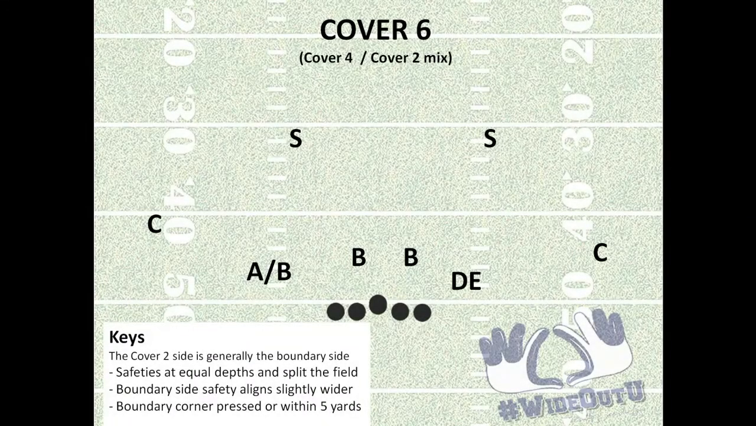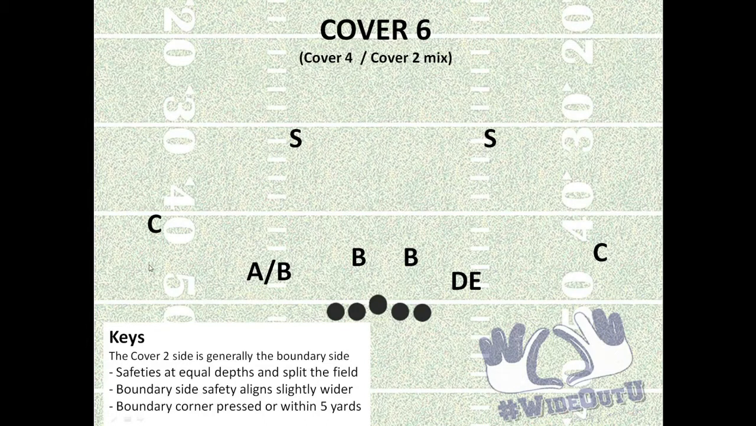Cover 6. Cover 6 is really just a mix between cover 4 and cover 2. One side will play cover 2, another side will play cover 4, but generally the cover 2 side will be the short side of the field, given that safety half of the field on the short side to take care of, and then the other safety and the other corner dropping into quarters. We're going to still see balanced safeties. We're going to see one of the corners pressed and one of the other corners off.